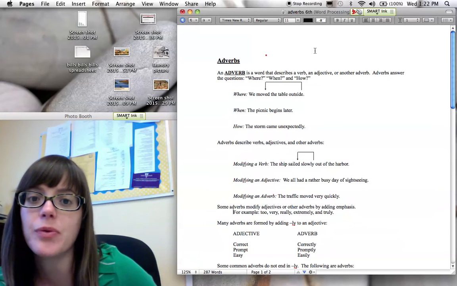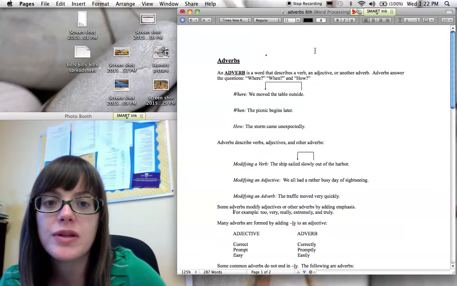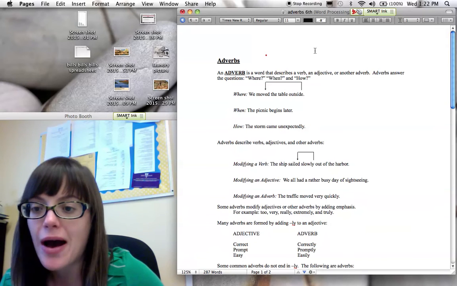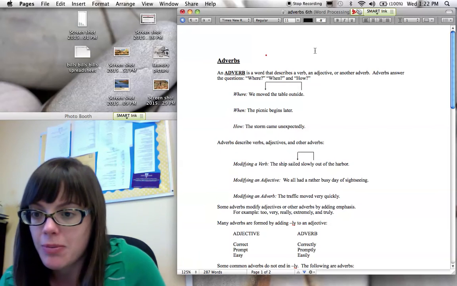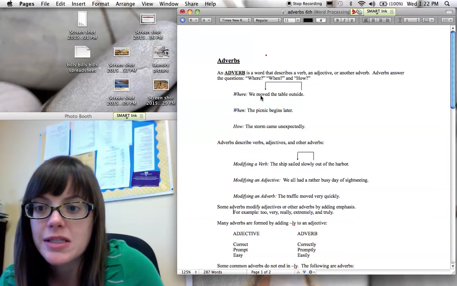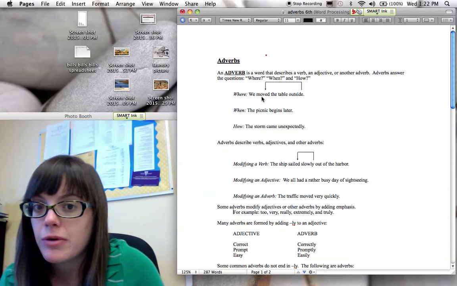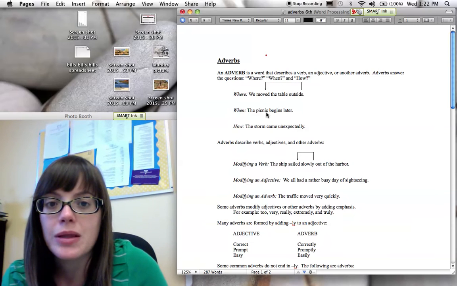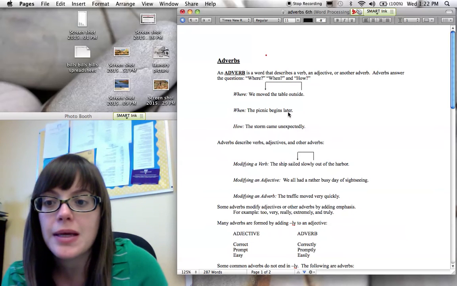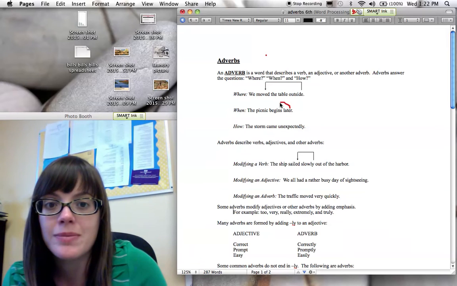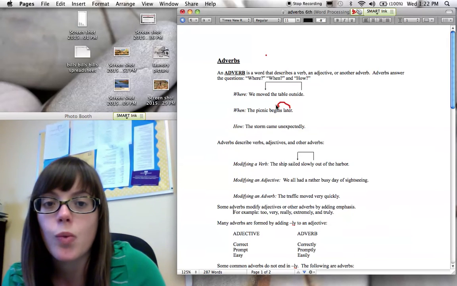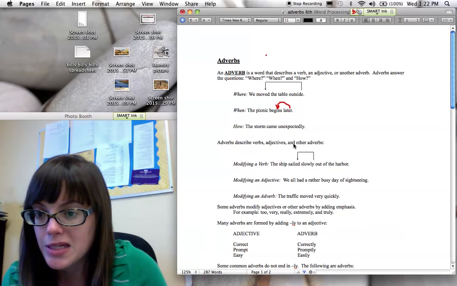All right, for example, if we look at our first one, we moved the table outside. So outside is my adverb there. It tells me where I moved the table. Okay, so moved is the verb that it's describing. Right? Now, let's look at our second one. The picnic begins later. Here, later is my adverb. Okay, it describes begins. It tells me when that picnic is going to begin.